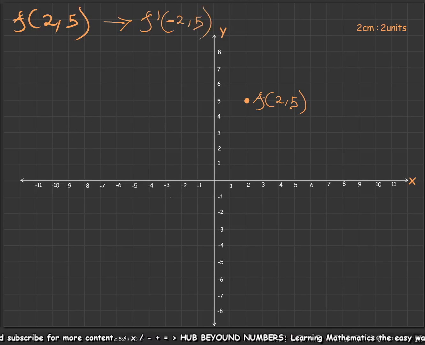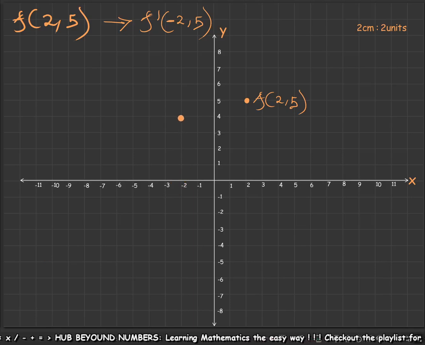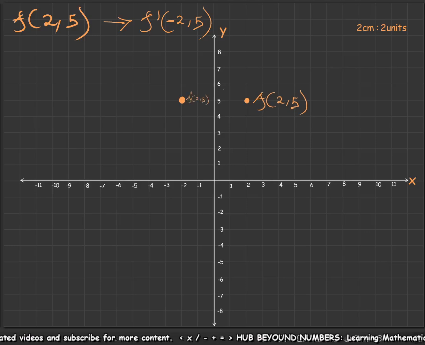We come here and then locate where the (-2, 5) is. So these are -2, 1, 2, 3, 4, 5. We have that over here. So let me just write the coordinate there as well. So this is it over here, showing my A prime. That is the reflection of A on my y-axis being (-2, 5). Basically, this is how we do that reflection.